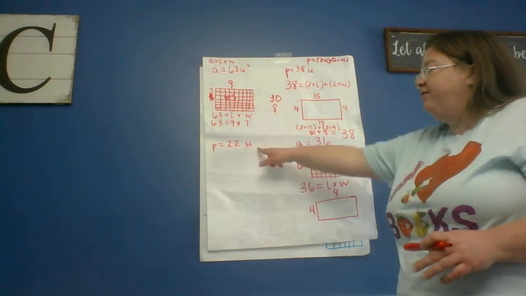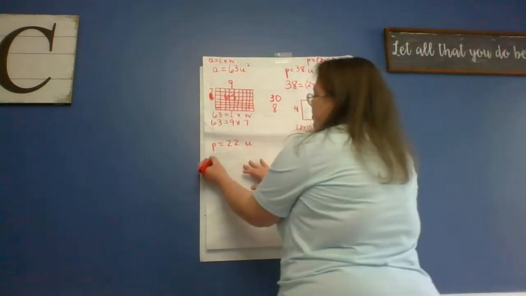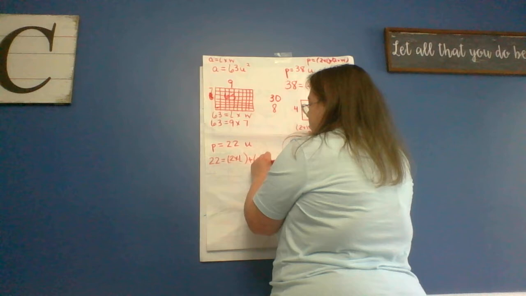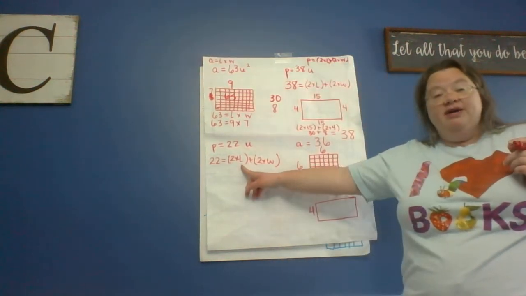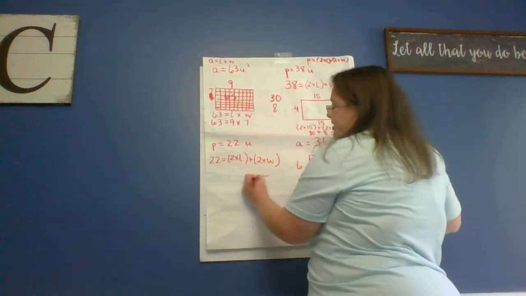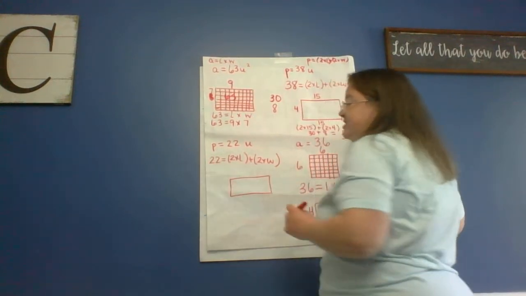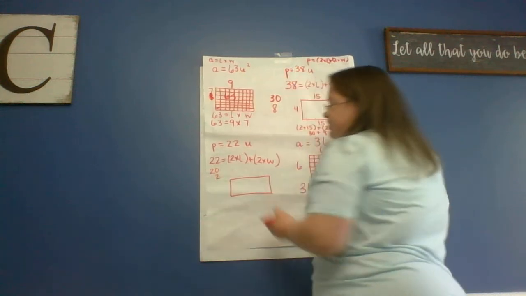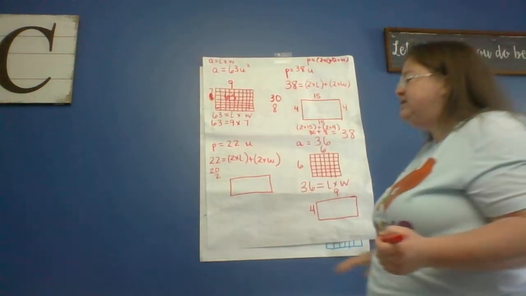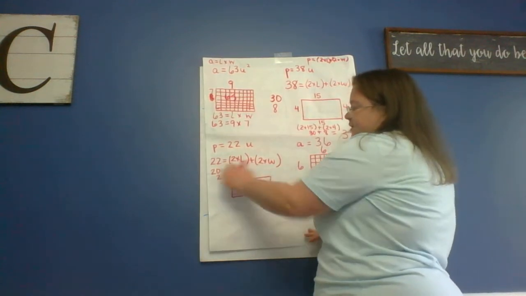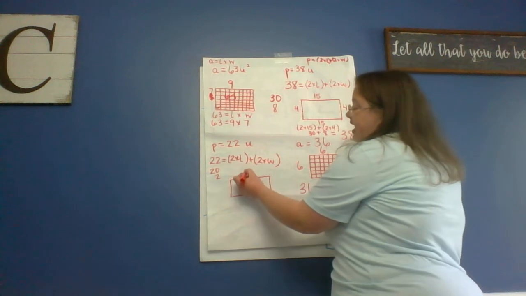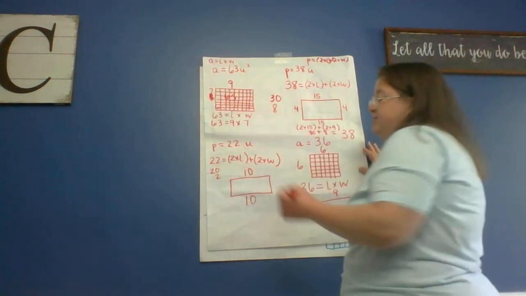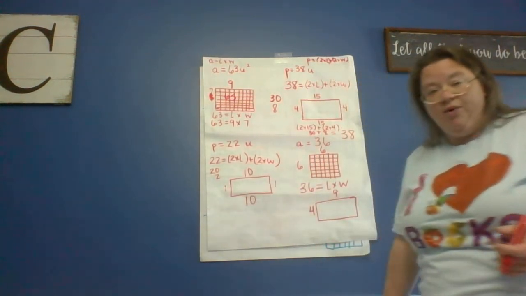Okay? Now, for this one, perimeter equals 22. So I've got to figure out my length and width for this one. So I'm going to go ahead and draw my rectangle again. I'm also going to decompose that into tens and ones, just like I did over here. So I'm going to have 20 and 2. Now I'm going to split those in half to get my length and width. So if I know that these together equal 20, because they're the same, half of that would be 10 here and 10 there. Okay? Now if I split my 2 up, I get 1 and 1.